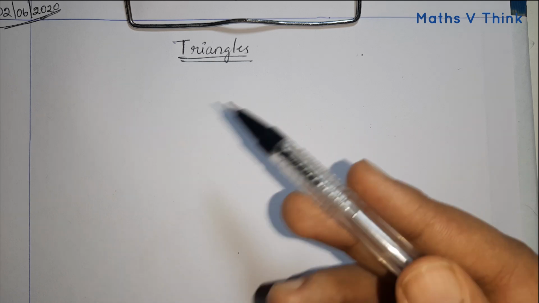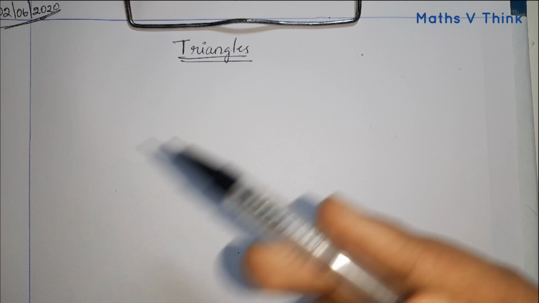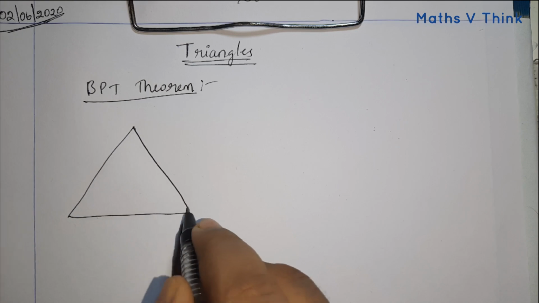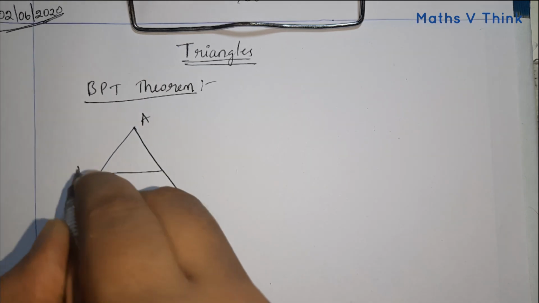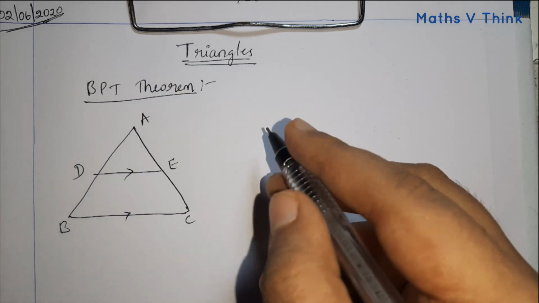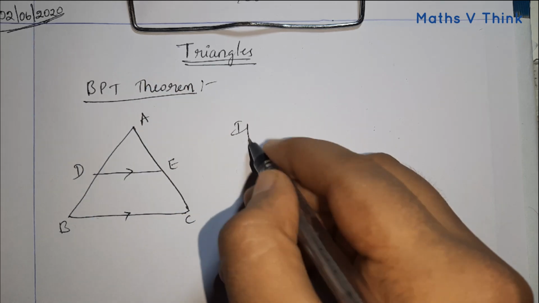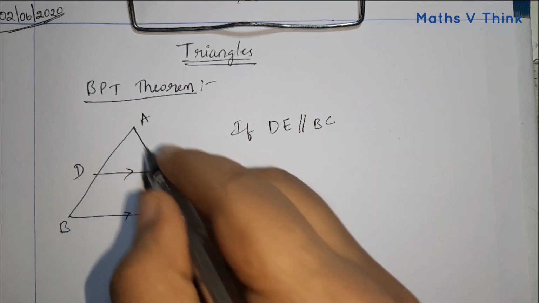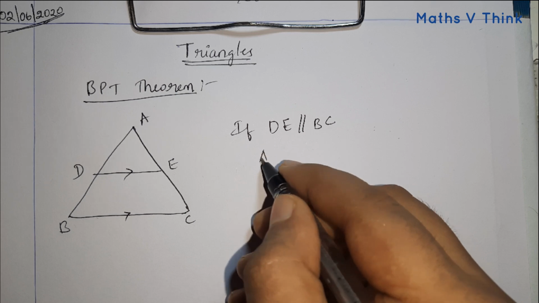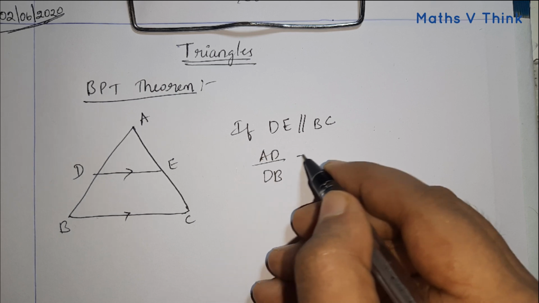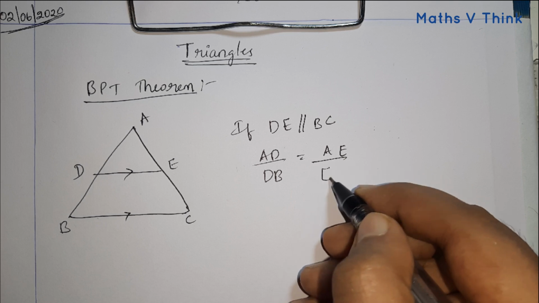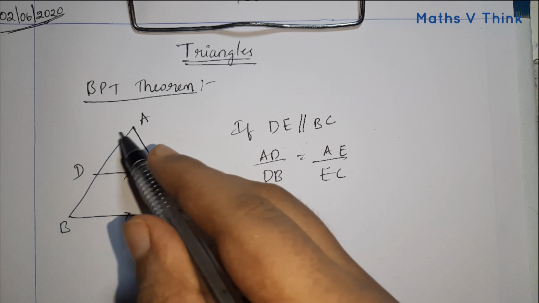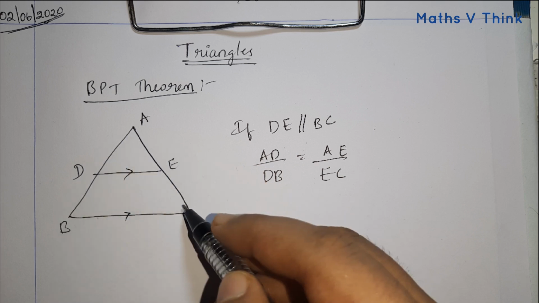Before starting exercise 6.2, I would like to recall a few more concepts on the BPT theorem. In the BPT theorem, we already know that if DE is parallel to BC, then the other two sides will divide in the same ratio. That means AD by DB is equal to AE by EC. Now, I'll show you two more concepts in which the other two sides will divide in the same ratio.